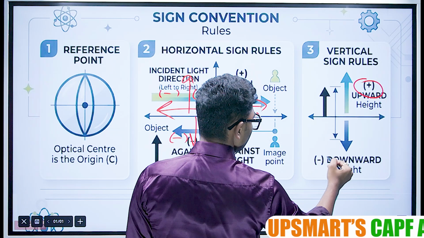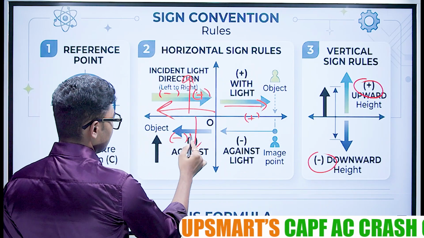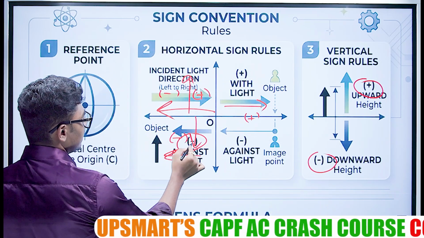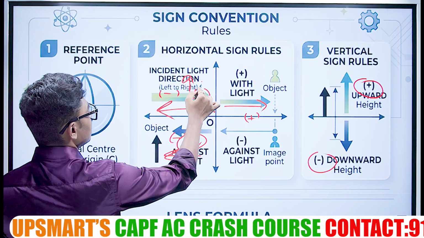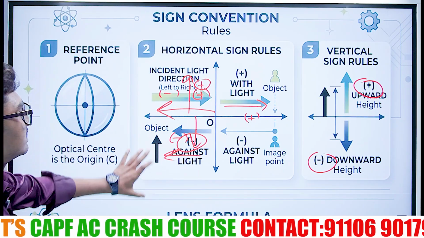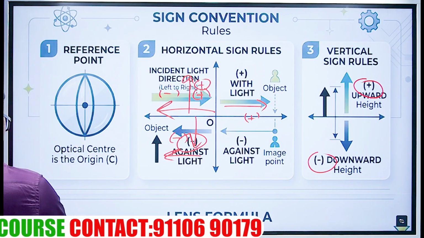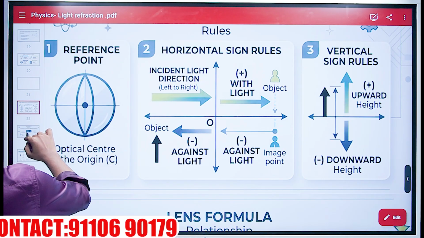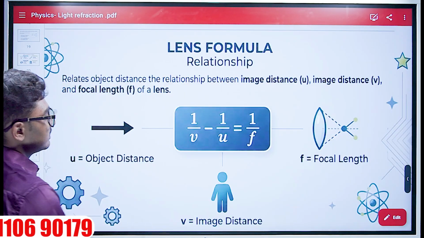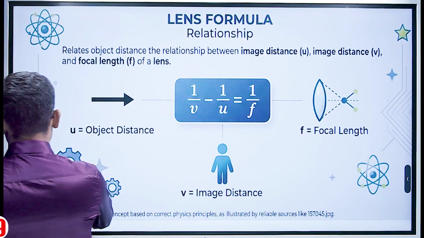Upward positive, downward negative. Against the light, left side it is negative, it is given. Left to right, it is positive. The same rules for mirrors are applicable for lenses also. See, the formula is given here.